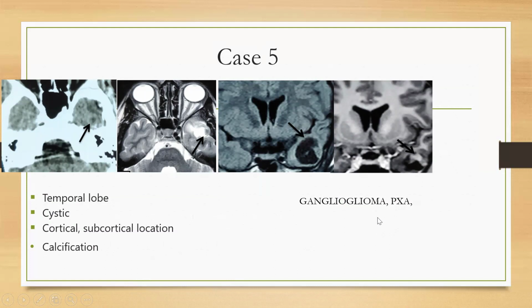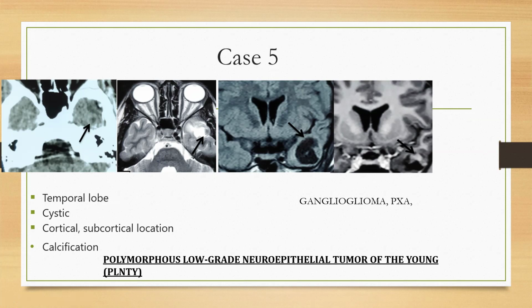Another new tumor: this is a case of a young patient with epilepsy. On the CT we saw a cystic lesion with a rim of calcification, and it shows an eccentric enhancing component. This type we usually think of as ganglioglioma or PXA. In this case surgery was done, and it was found to be polymorphous low-grade neuroepithelial tumor of the young.